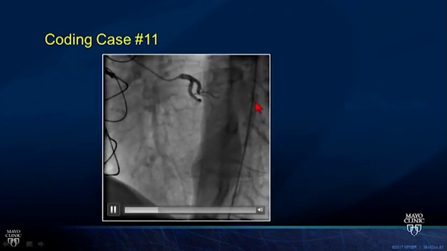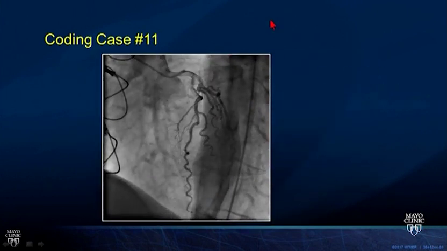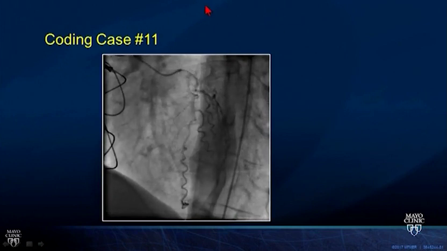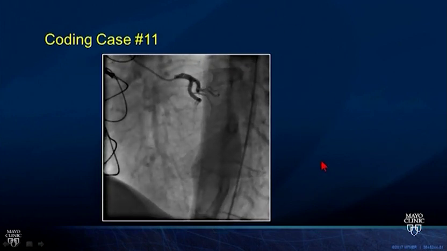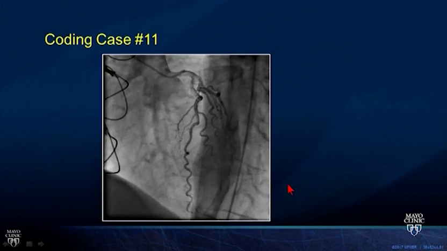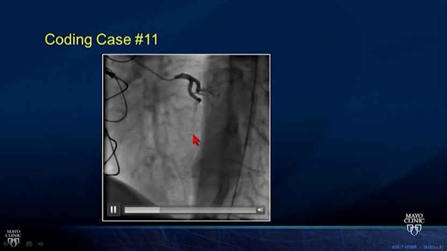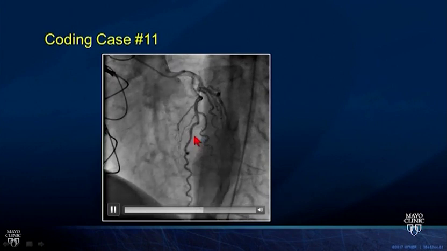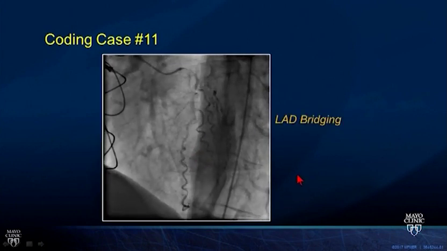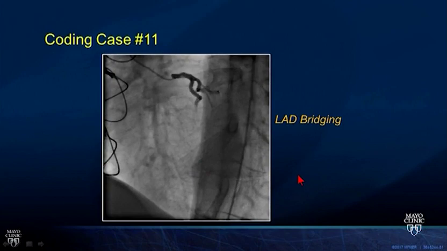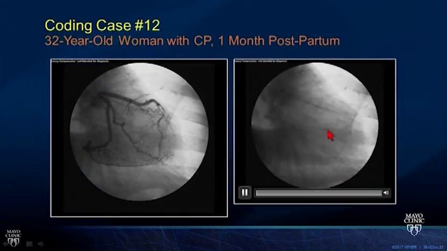All right, this is another coding case here, and specific pathology. Getting a little bit lower on time here, so I'm going to go ahead and tell you that this is myocardial bridging here. You see systolic compression in the mid-LAD. But otherwise, there's no other disease present.